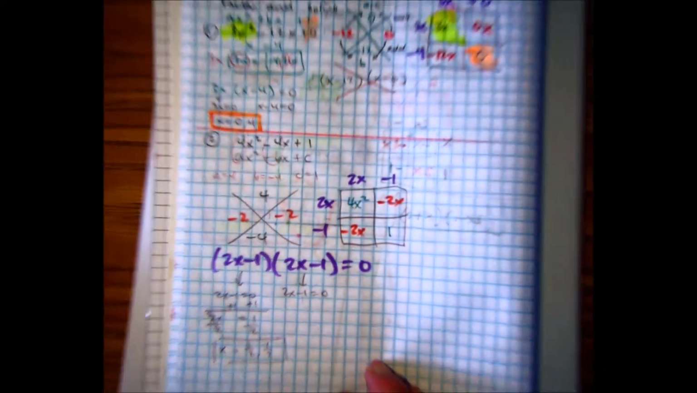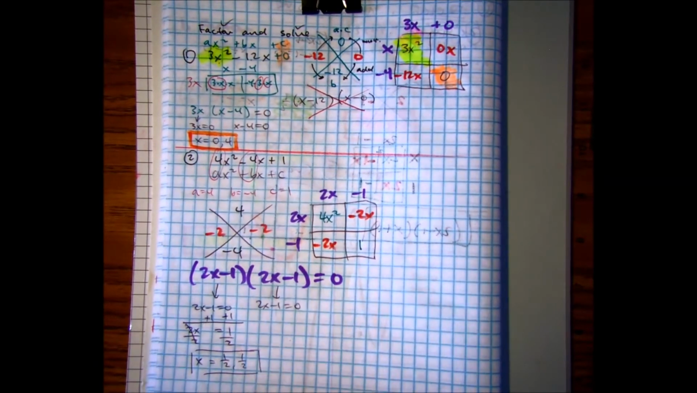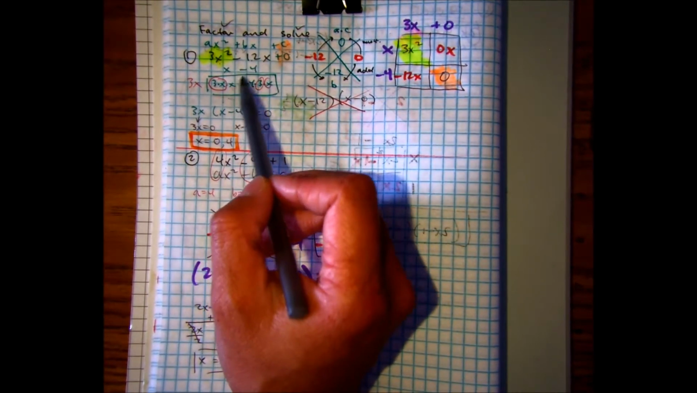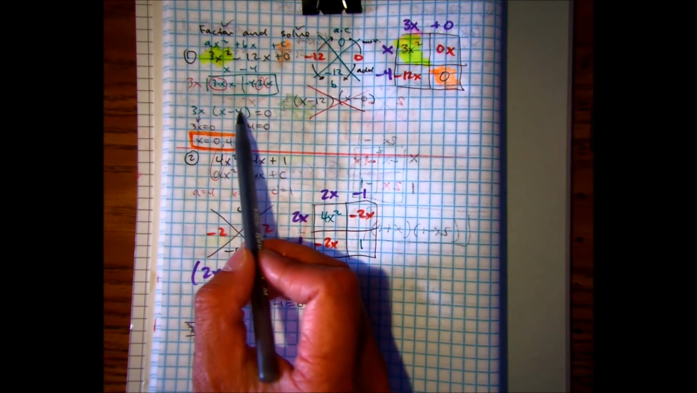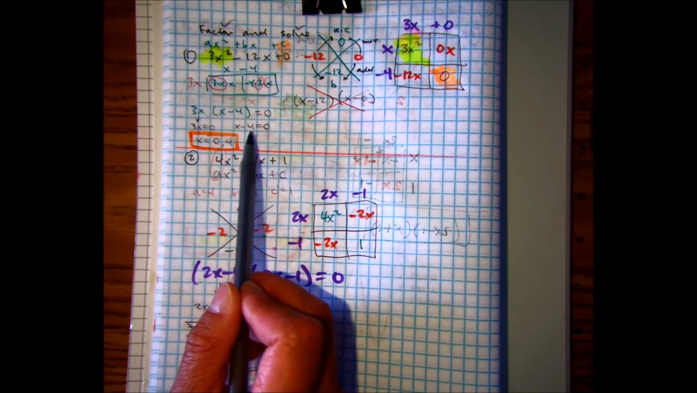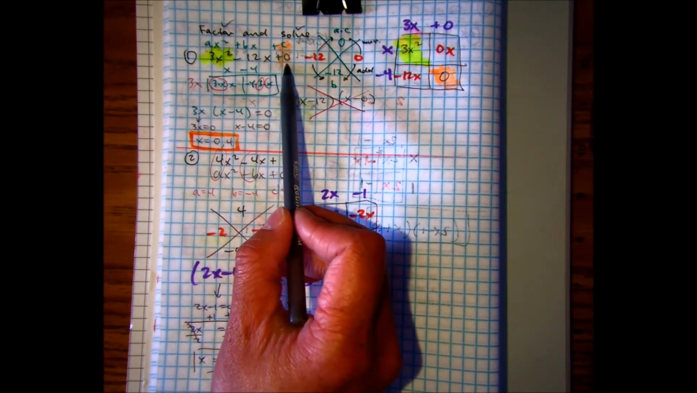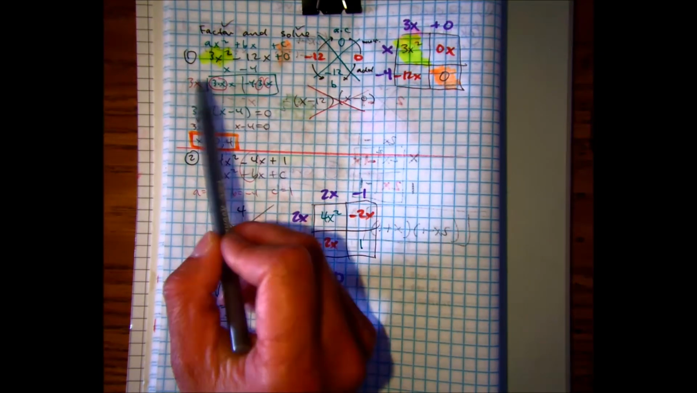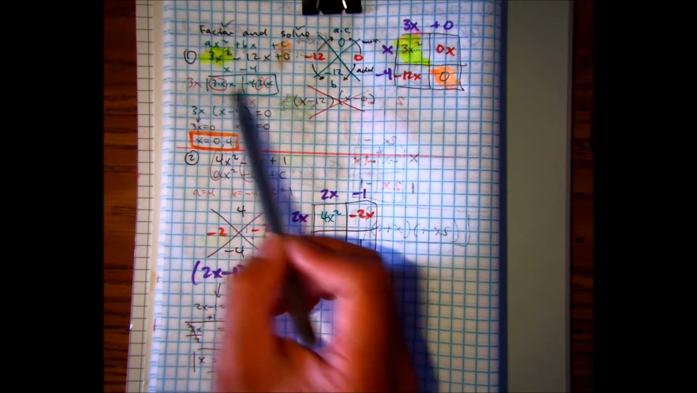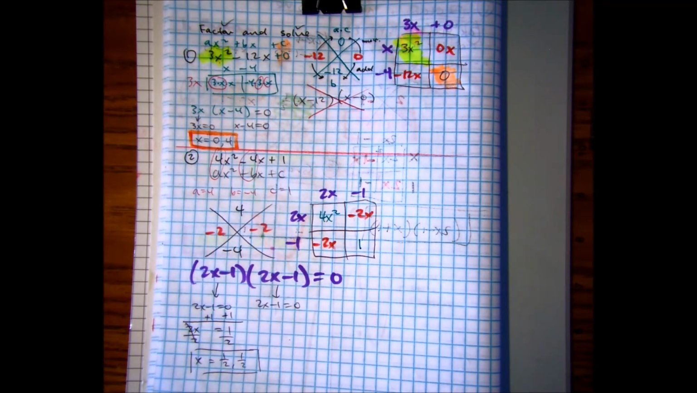So in this problem, I tell you factor and solve. If it's factorable, factor it, and to solve it, set it equal to 0. In this problem, it didn't have a C value. You can add 1, or you can just take out the greatest common factor, which would have been the faster way. This one, we had to use both the X and the box.